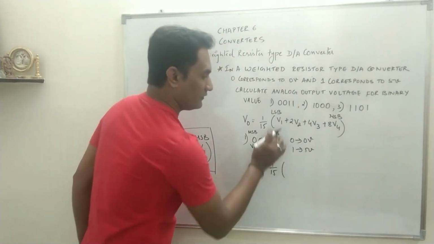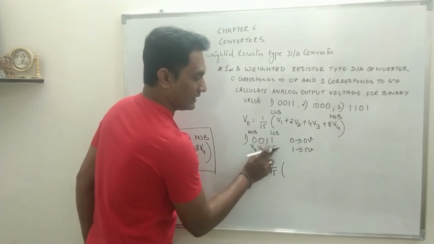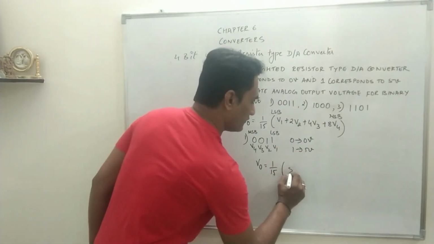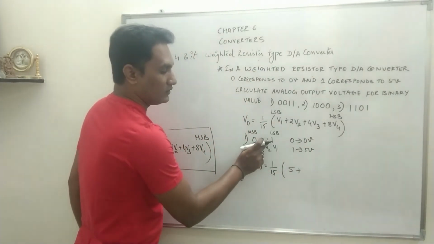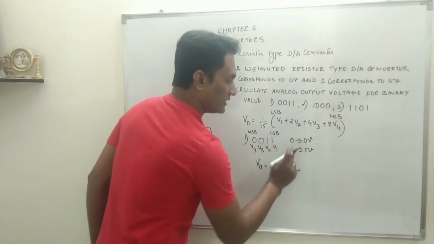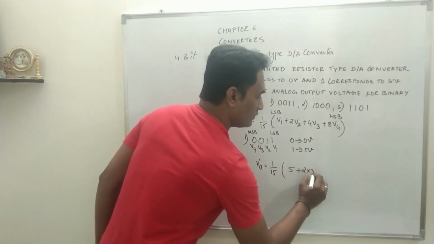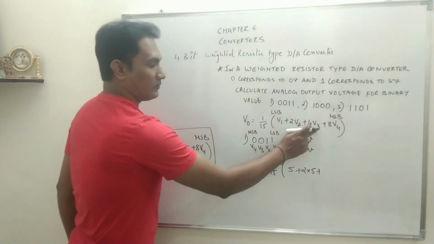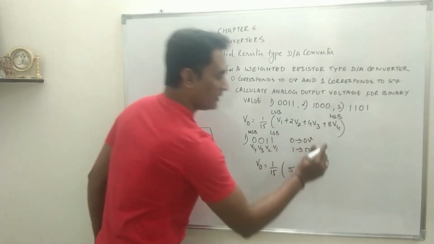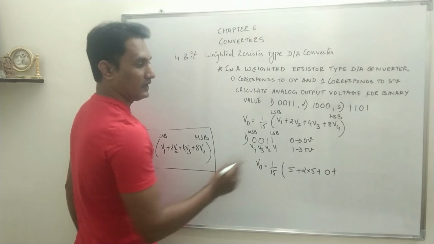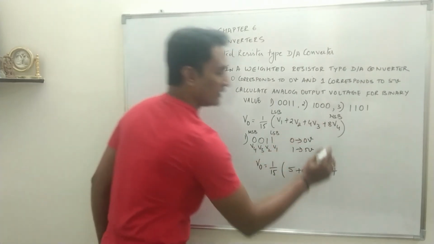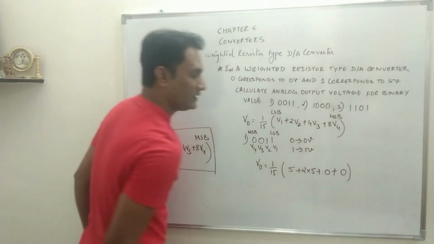So the formula next will be V0 is equal to 1 upon 15. What is V1? V1 is 1 and 1 corresponds to 5 volts. So we will write 5 plus. Next V2. V2 is 1, and 1 corresponds to 5 volts. So 2 into 5 plus. What about V3? V3 is 0. So 4 multiplied by 0 will be 0. And next V4. V4 is also 0. So 8 multiplied with 0 will be 0.